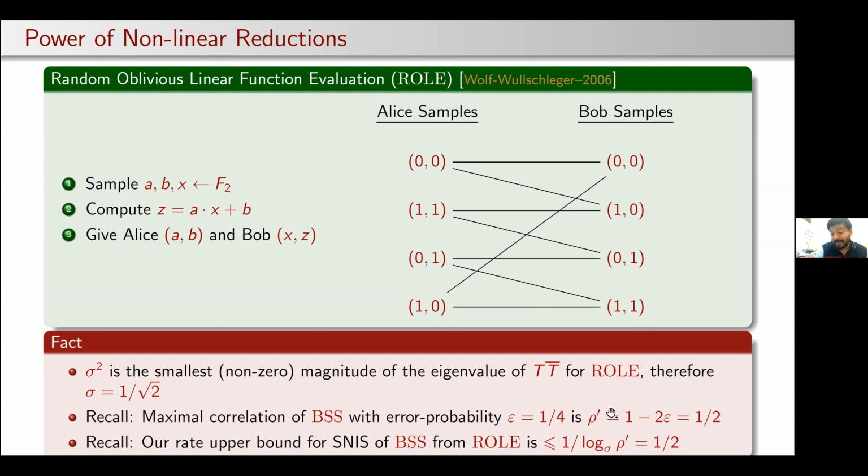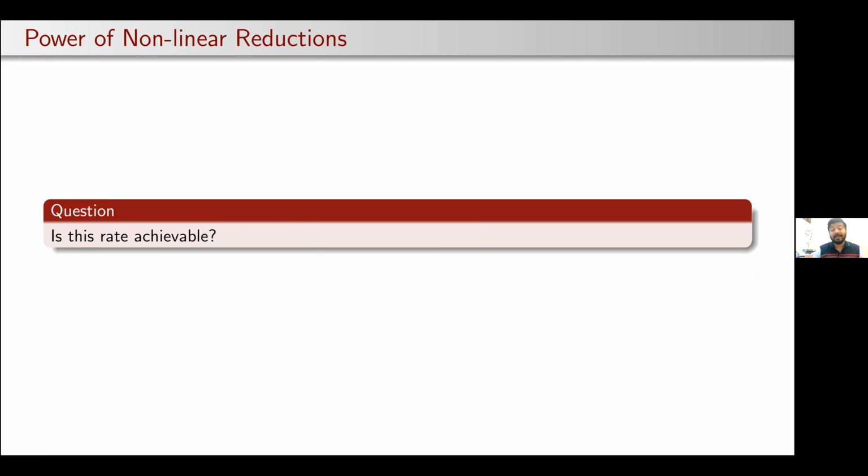And let us consider a binary symmetric source with probability of flipping the output, epsilon, being 1/4. In this case, the maximal correlation of this target distribution is 1 minus 2 epsilon, which is half. And our upper bound for rate actually turns out to be half. So if our objective is to simulate samples from a binary symmetric source from RLFE samples, then an upper bound on the rate is half. The natural question is whether this bound is achievable or not.